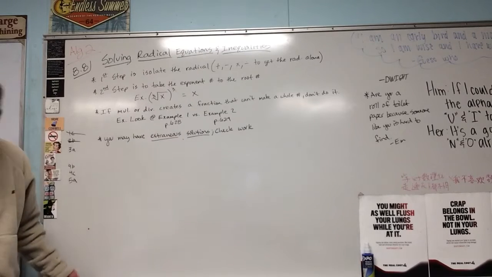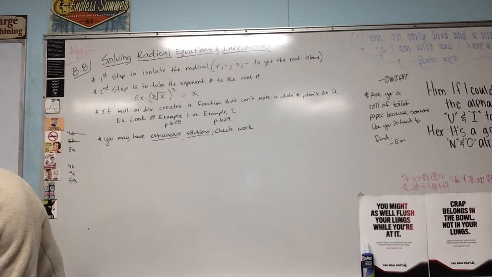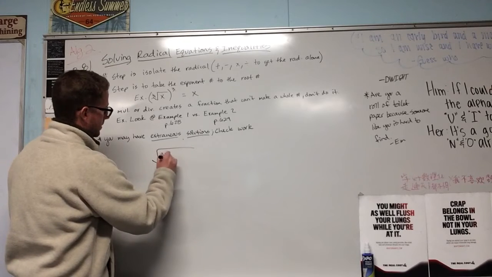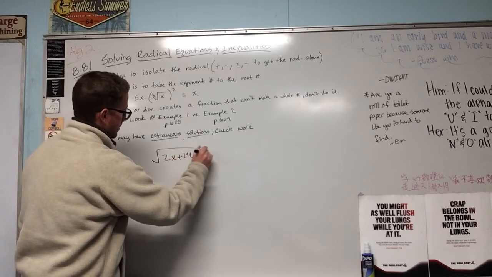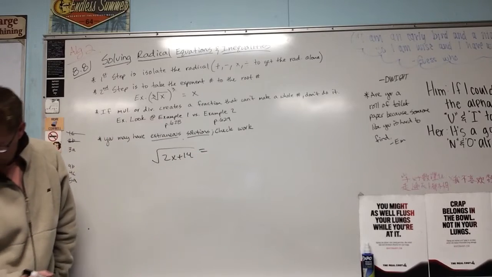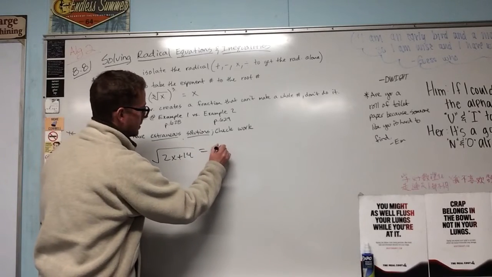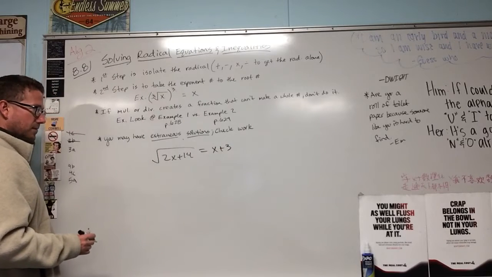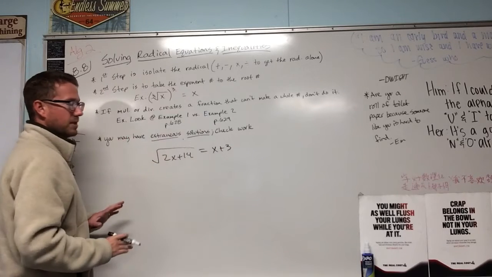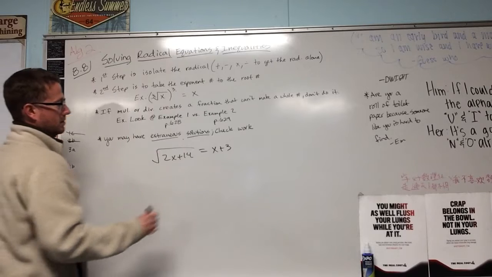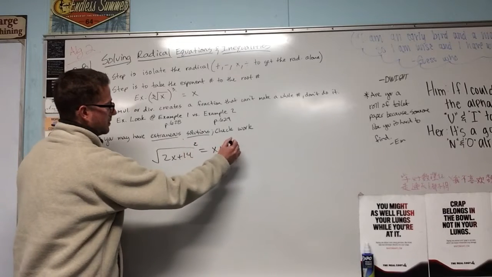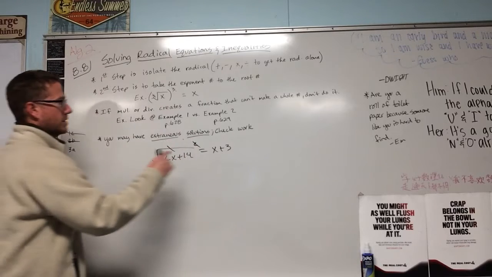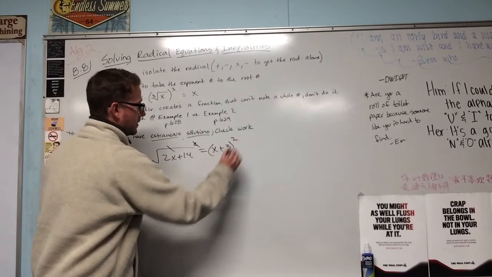Okay, let's take a look at 3a. Radical 2x plus 14 equaling x plus 3. Alright, so first step here is we're actually going to still need to eliminate that radical. Eliminate that radical by squaring it, but what you do to one side, you have to do to the other.